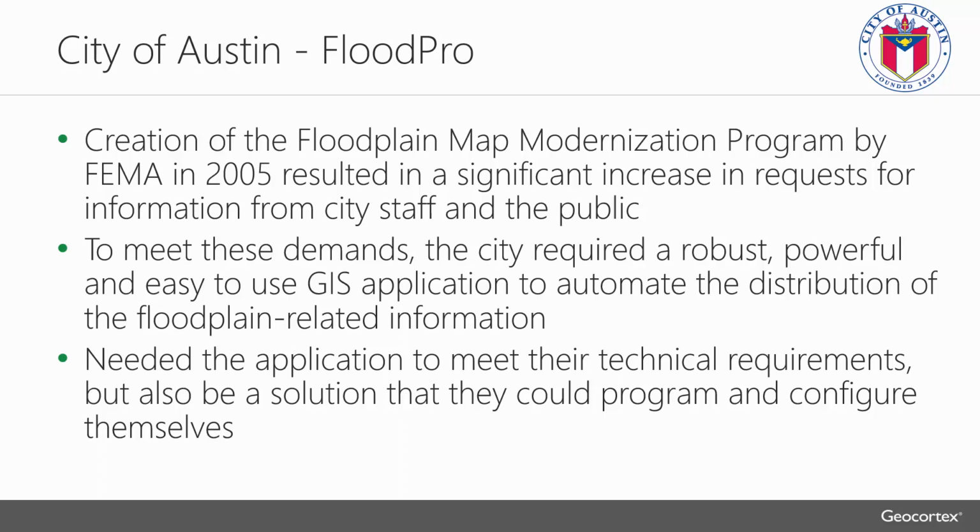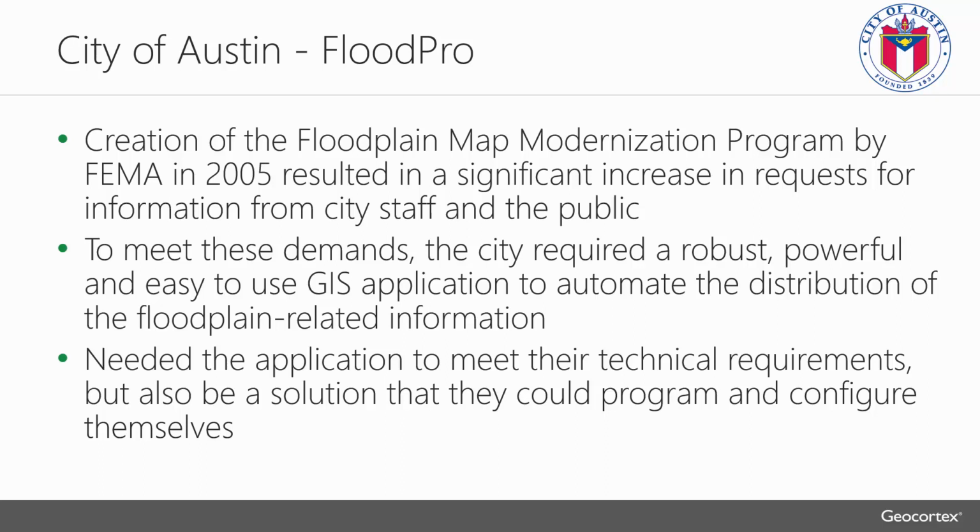FEMA's 2005 floodplain map modernization program was a major federal effort to improve the quality and accuracy of floodplain information. The City of Austin was an active participant in this process and created an extensive set of GIS-based floodplain models and maps. With the improved data, requests from both the city staff and the public for information increased significantly. The years preceding the completion of the map modernization program saw a sharp spike in floodplain-related requests.